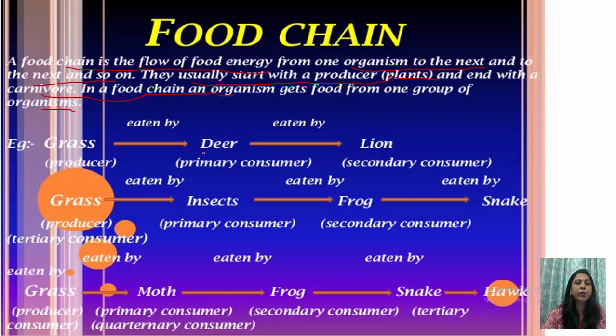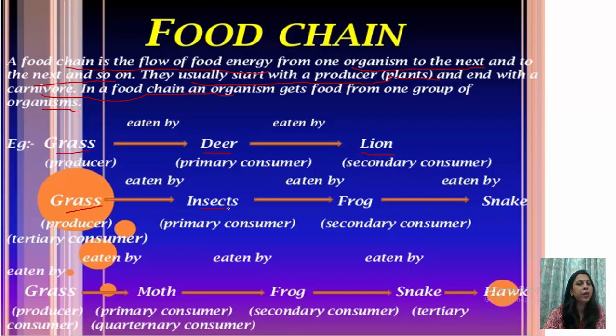Grass is eaten up by the deer and deer is eaten up by the lion. So here the grass is the producer, deer consumes grass, so it is a primary consumer, and as the lion consumes the deer, it is a secondary consumer. In this, how many steps are there? 1, 2 and 3.